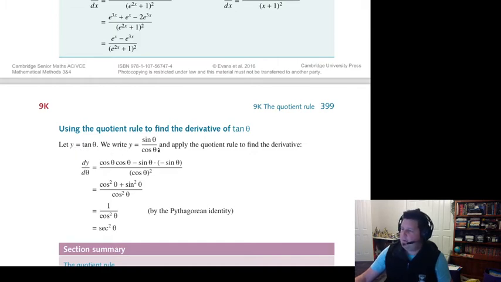Remember, tan theta is the same as sine theta over cosine theta. Hey, that's a function on the top divided by another function. You could use the quotient rule, which we just did. Put it all in. You end up with 1 over cosine theta squared, or cosine squared theta, which is, as we said, the same as sec squared theta. Cool, so that's a nice little fun fact there.